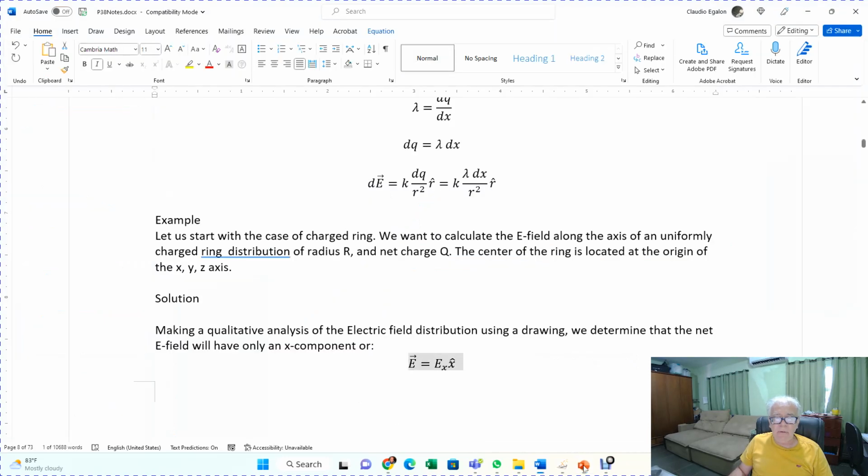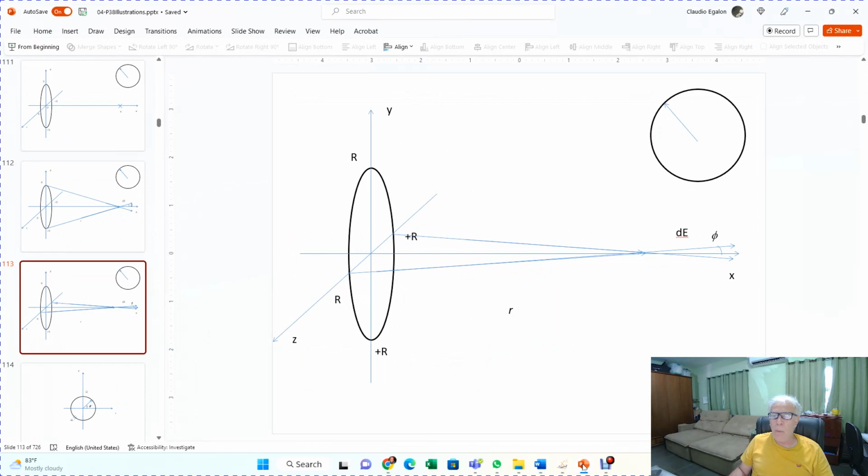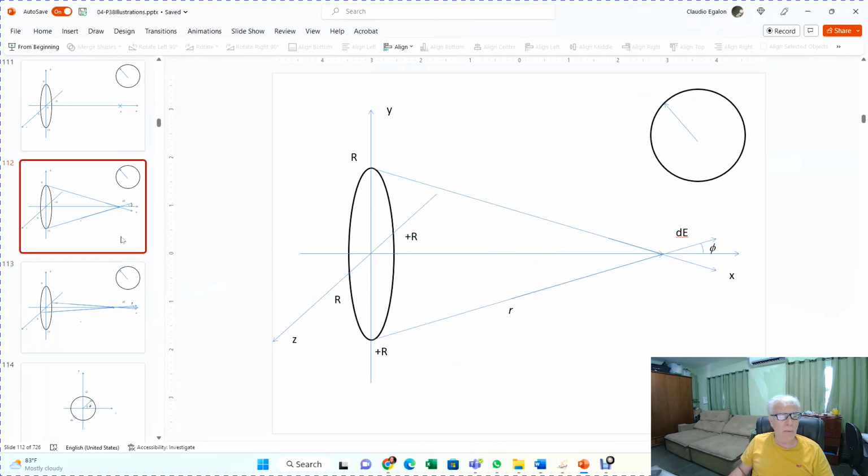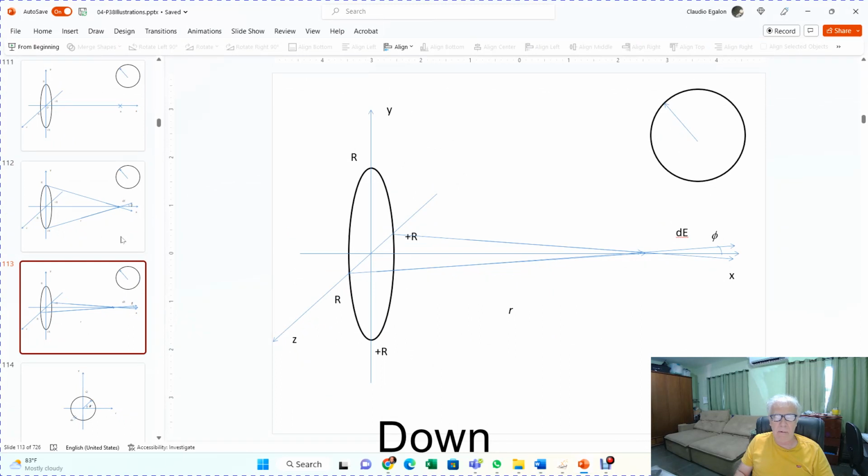So the first conclusion that we obtain from this simple drawing is that the net electric field is going to be the x component of the electric field in the x direction. The y and z components are going to be 0. That's the first conclusion we get from those simple drawings that we see right in here. Here we're going to have the same situation. The angles are going to be the same, and so on.